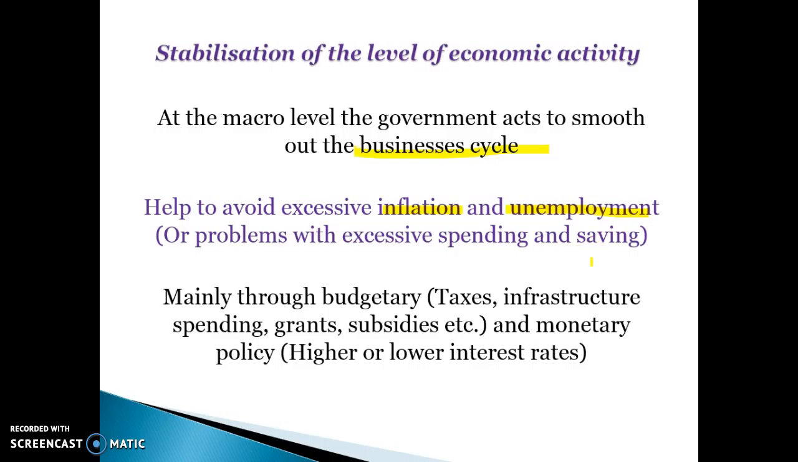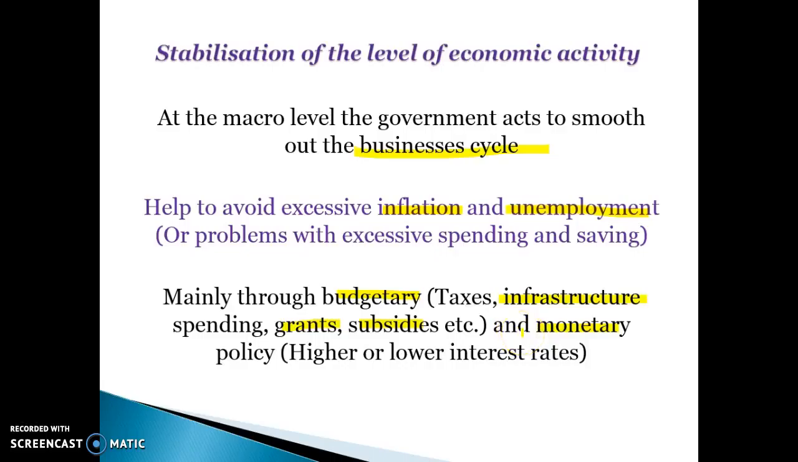The main ways that they do this is through budgetary and monetary policy. Through budgetary policy, if we're growing too slow, they might lower taxes, or if we're growing too fast, they might increase taxes. Again, they might boost infrastructure spending, or give grants or subsidies to try and boost growth, like they did in 2009.